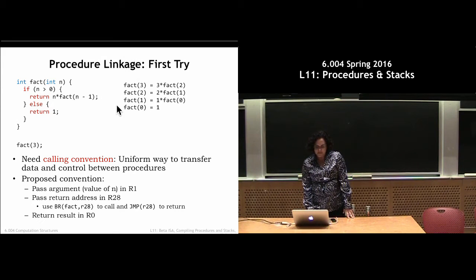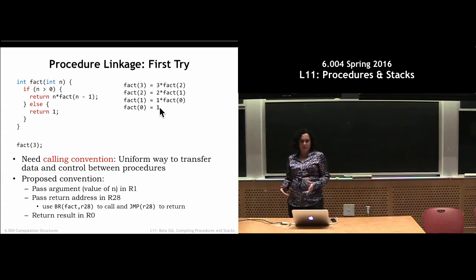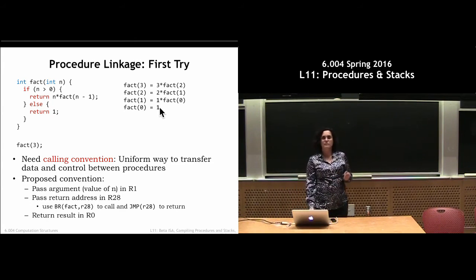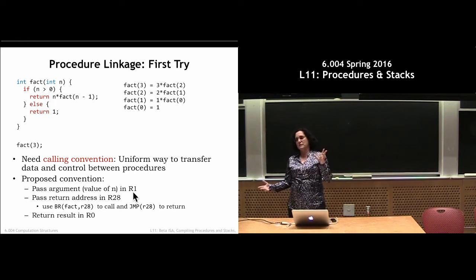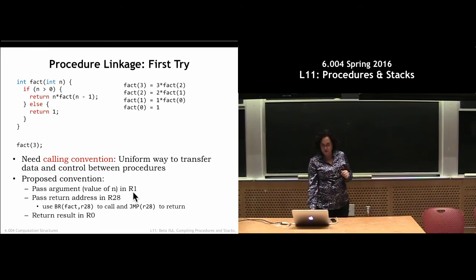Suppose we want to call factorial on the value 3. Factorial of 3 is going to return 3 times factorial of 2. Factorial of 2 is going to depend on factorial of 1. Factorial of 1 depends on factorial of 0. And finally, factorial of 0 returns a constant. There are a couple things that we're going to have to do every time we call factorial again. The first is we're going to want to pass an argument, right? So let's just say that our convention, for argument's sake, is to pass the argument in R1. Okay, so we'll do that.